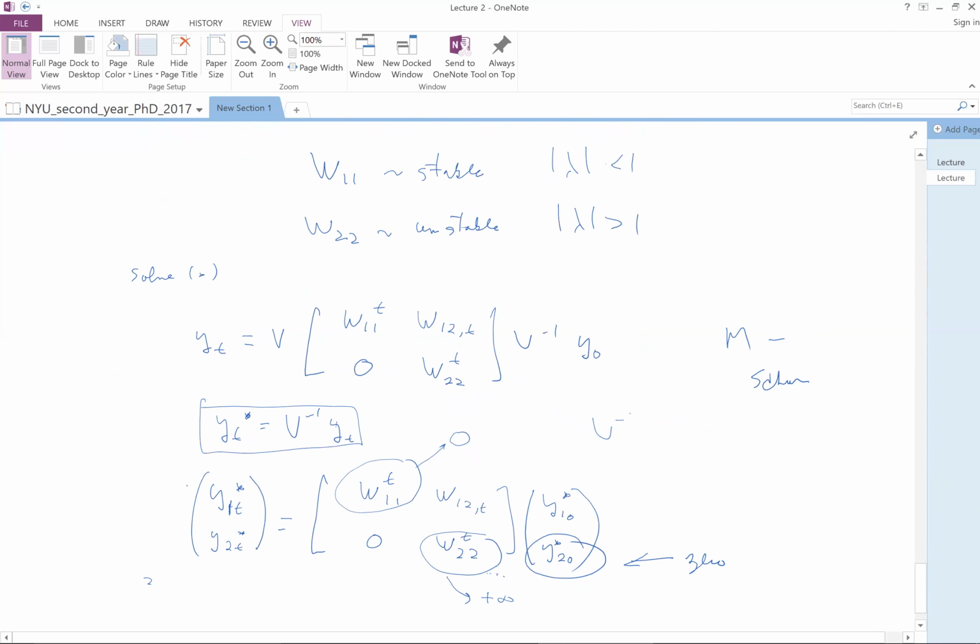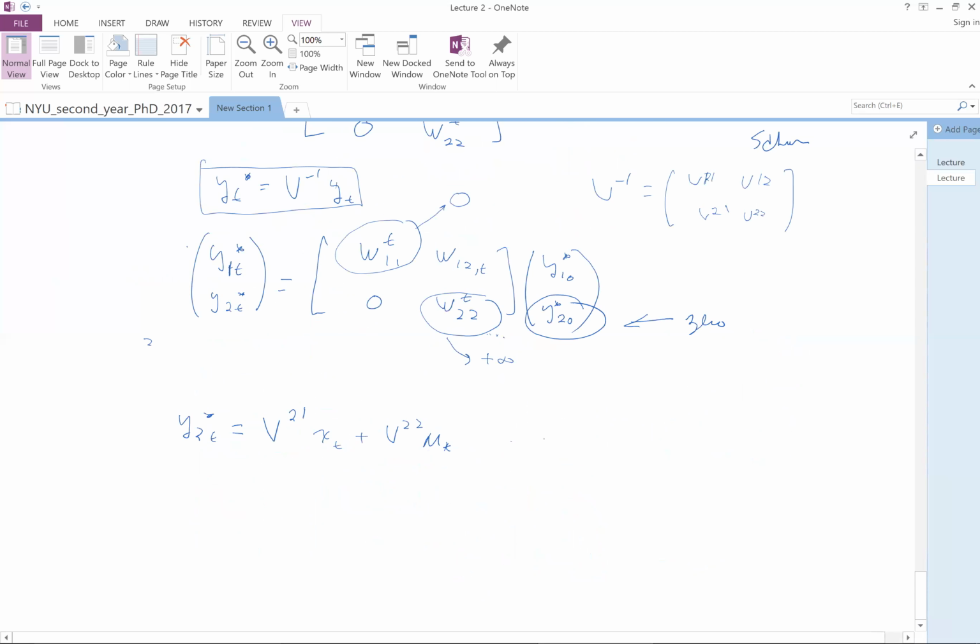So I'm going to take V inverse and partition it into V11, V12, V21, V22. I'm just reading right off of the definition of Y2 star. And what do I want to do? I want to set it equal to 0. So to set that equal to 0, I want this for all t. I'm going to set mu 0 equal to minus V22 inverse V21 times x0.